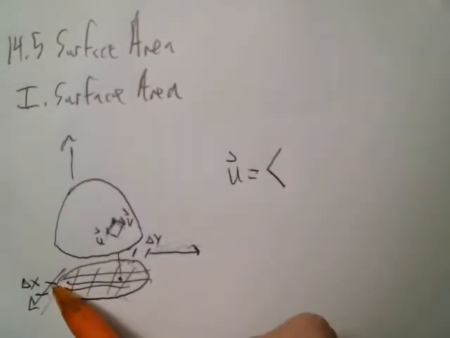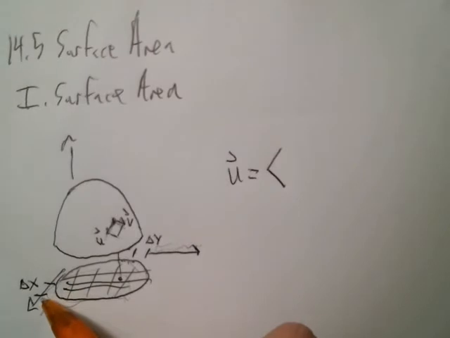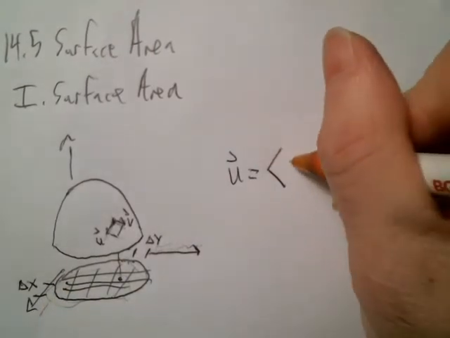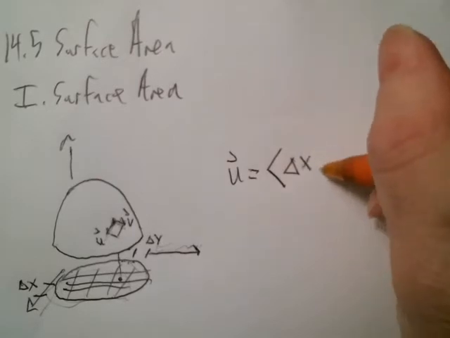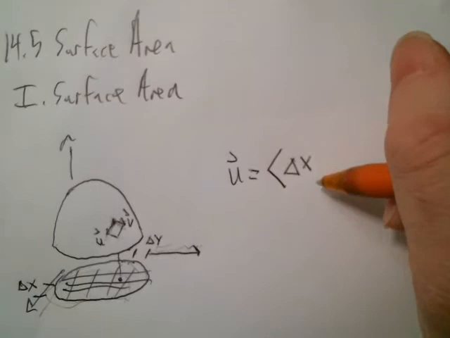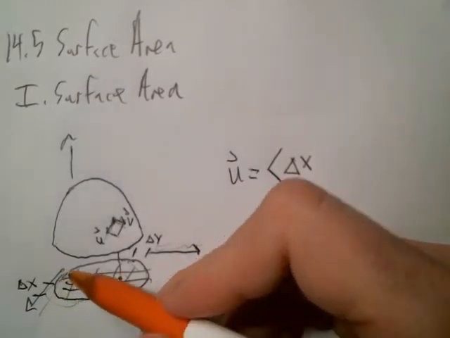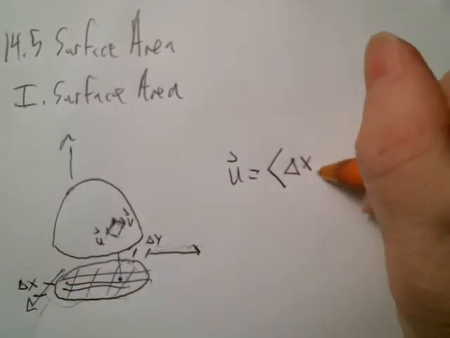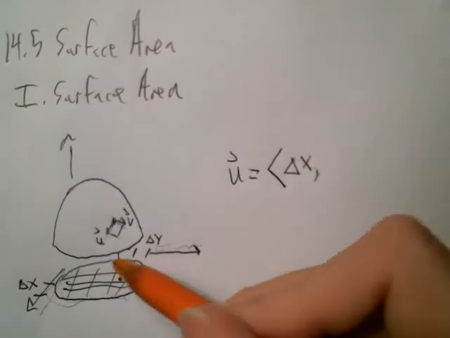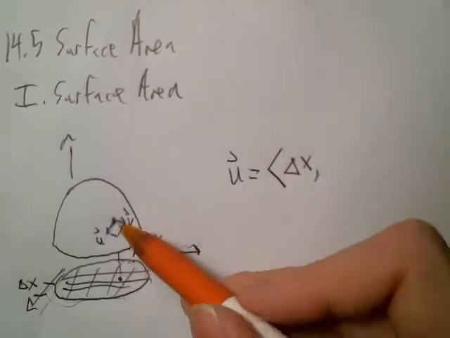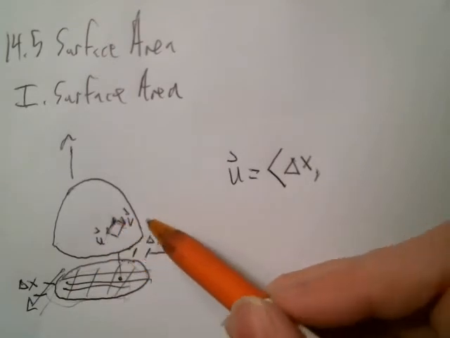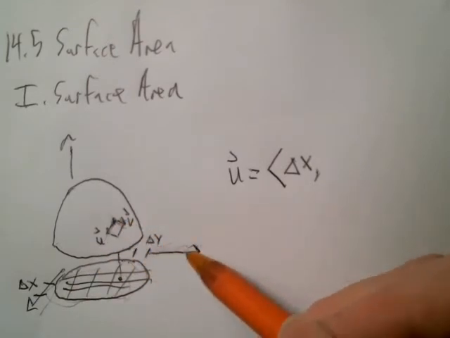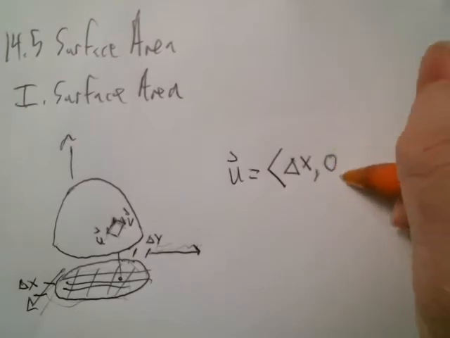So u will be the vector. I want to go by change in x in the x direction, so my first component is change in x. The book will probably put change in x sub i, just in case these have varying widths, which they can. And then in the y direction, I don't want to move. I just want this vector to be in the x direction and perpendicular to the vector in the y direction, so I'm going to say 0 here.